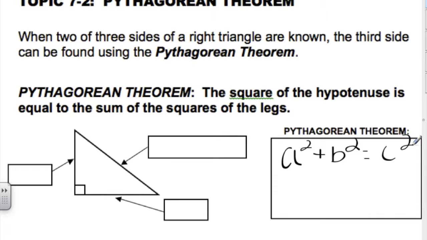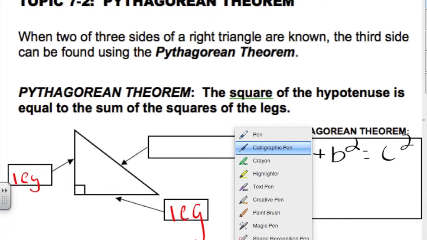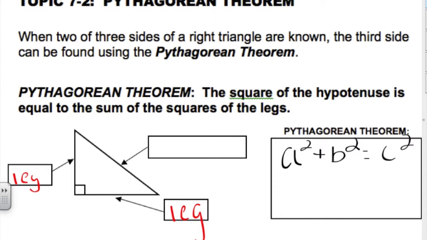Now a, b, and c are all lengths inside the triangle. So we have a and b are our legs. Now remember, we tell that sides are legs by the fact that they make the right angle. So this one here is a leg, and this one here is a leg. Another way to see that is the fact that they make an L. So they make that L, so they are legs. Then we have our third and longest side called the hypotenuse.